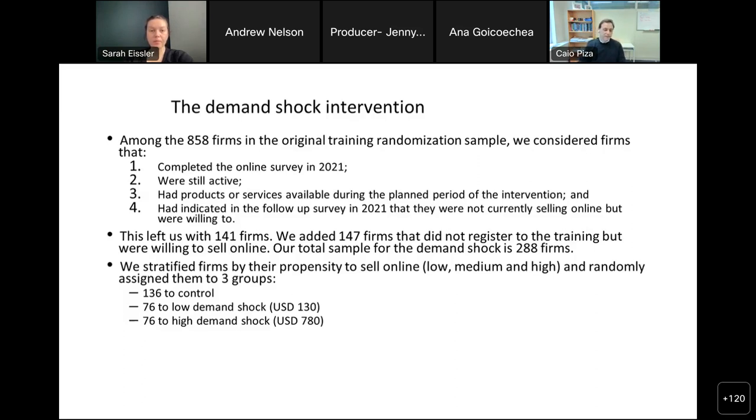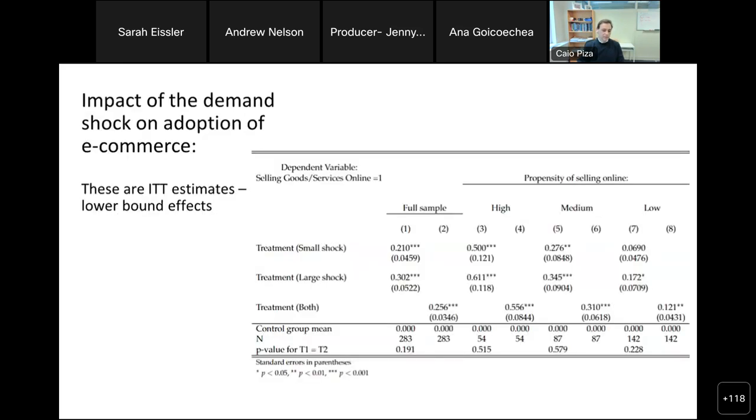So I can't tell you that for the training program we found nothing. The take-up rate was about 50%. We had a lot of challenges because the first idea was to bring these businesses to a center and provide the training to many businesses at the same time, but very few actually showed up for this training. So at the end of the day, we had to do one-on-one sessions, which increased the cost of the training substantially. Otherwise, we wouldn't have had the 50% take-up. With the 50% take-up, we couldn't find any impact on usage of e-commerce by these businesses. But the demand shock shows some interesting results.